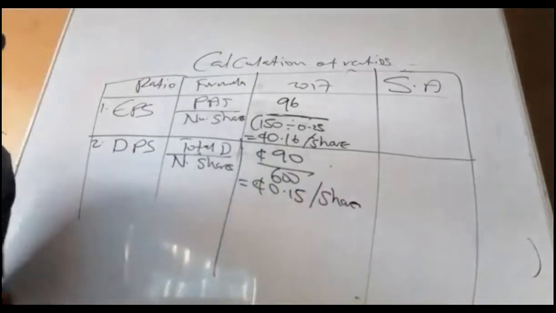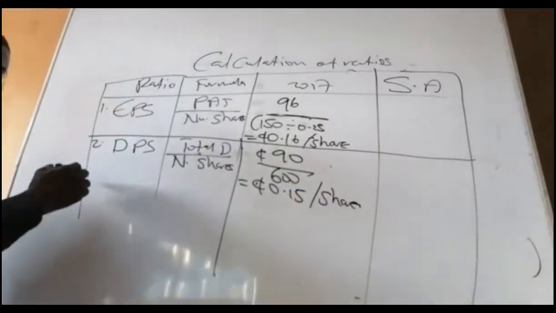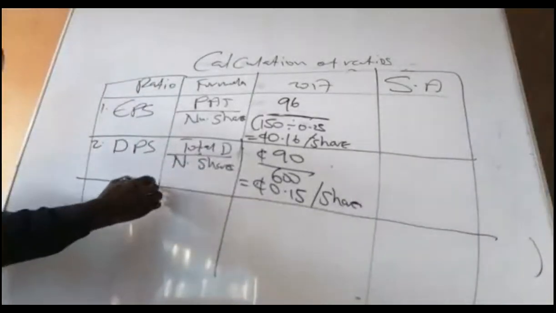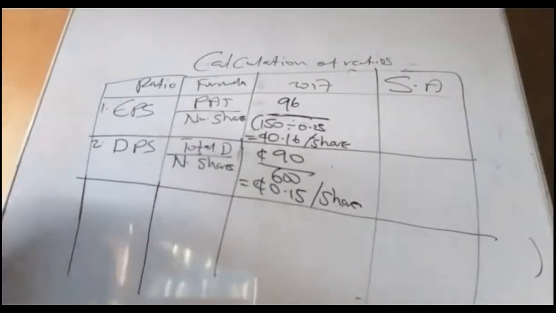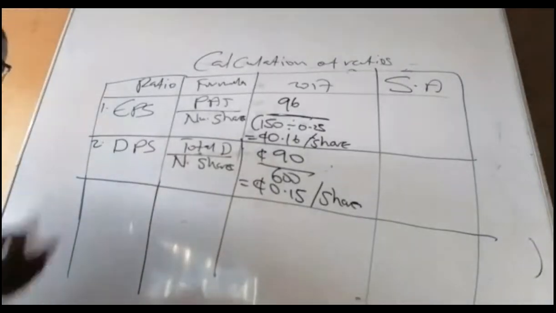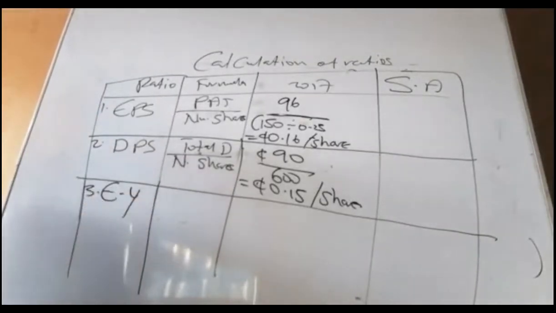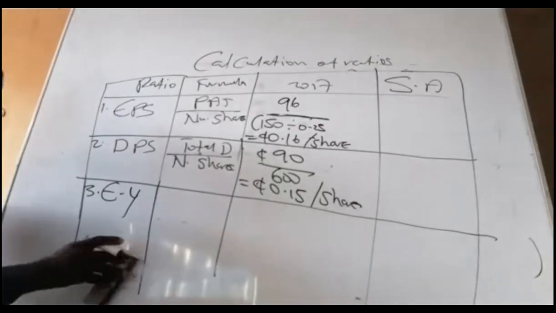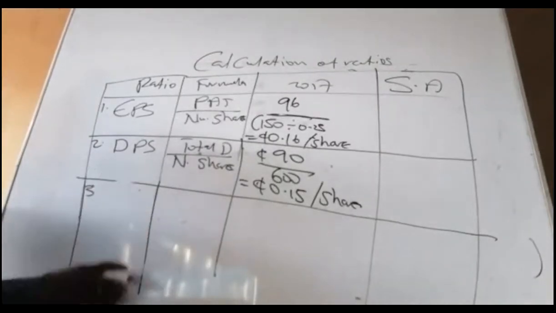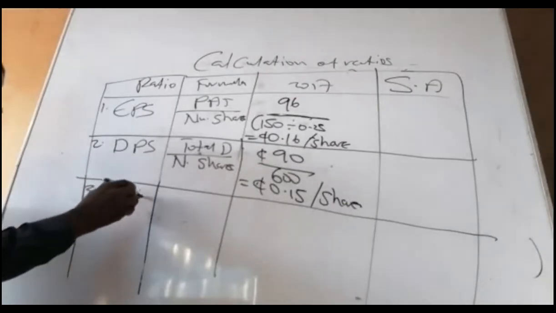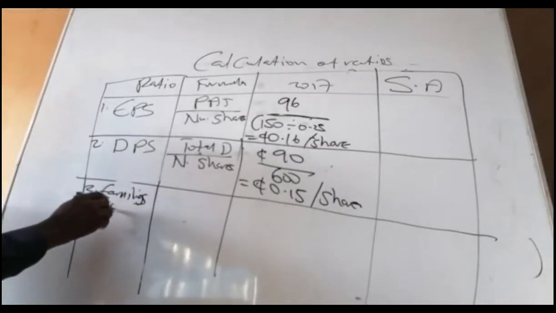Have you seen? I like the narration. I'm done with the dividend per share. So you are done with the per share ratios. Let's also go to the yield ratios. So earnings yield. Number 3 will be earnings yield. No shortcut in exams.